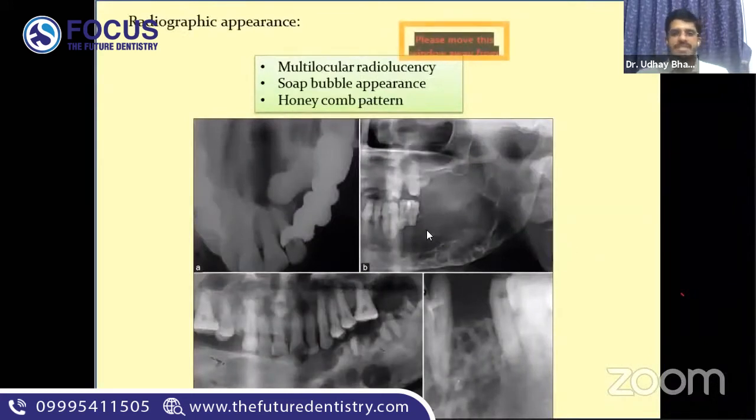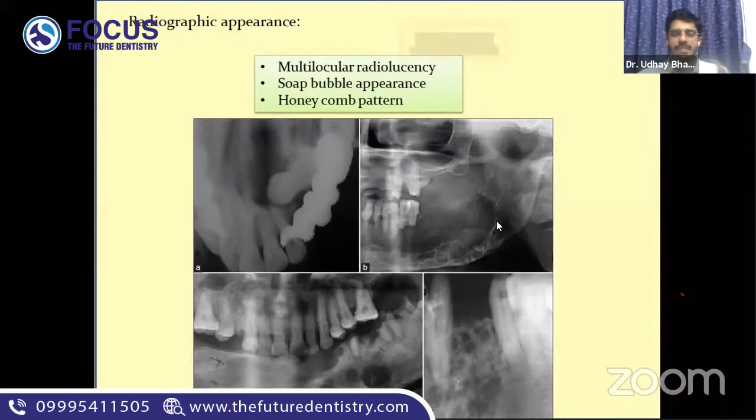Radiographically, it will present as a large multilocular radiolucency. Multilocular is, see this is one radiolucency here, one here, one here, one here, one here. Multiple locules. That is basically because the lesion as such, an ameloblastoma, is intraosseous. That is, it spreads within the bone. And as you know, the bone has trabeculae within it.